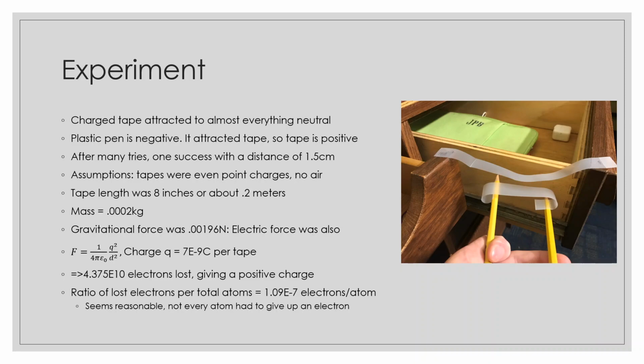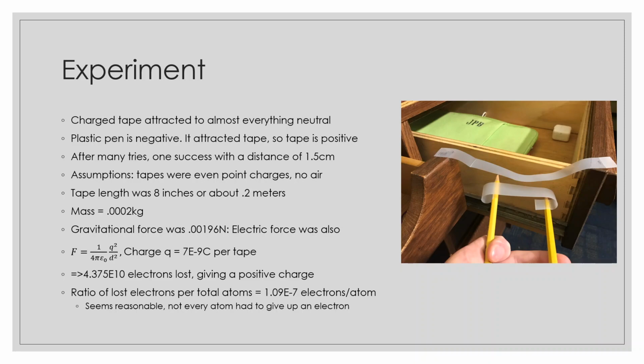Plugging that and the distance into Coulomb's law, I found the charge per tape about 7 times 10 to the negative 9 coulombs. Dividing by e, I found about 4.3 times 10 to the 10 electrons lost per tape. This raises the question, what if protons and electrons had their charges reversed? Nothing, because like charged tapes would still repel, and the pen and the tape would still attract, because positive and negative always attract.